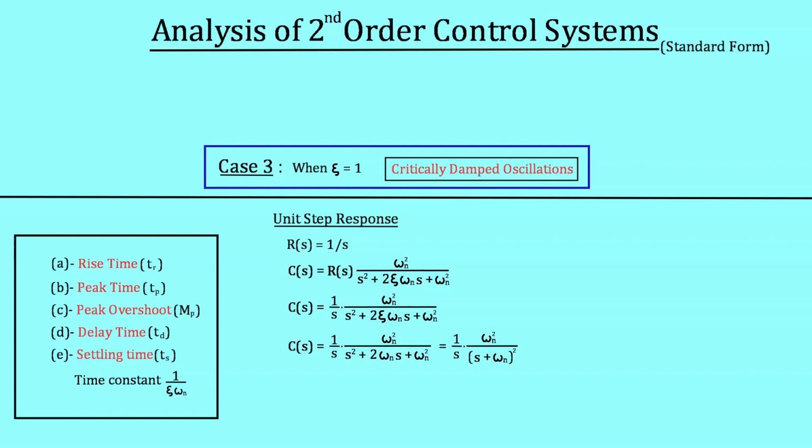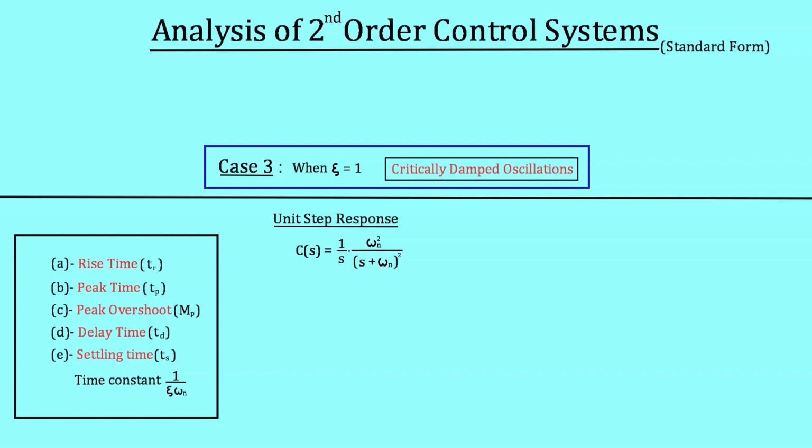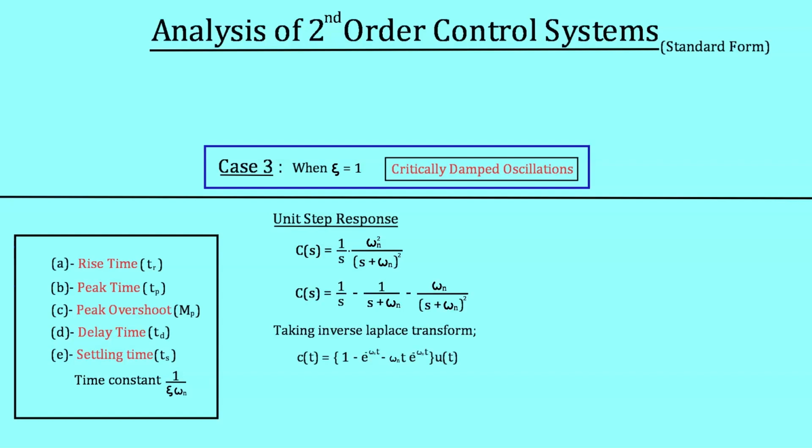After factorizing it with the partial fraction method and taking the inverse Laplace transform, we will get the output equation in time domain to be equal to 1 minus e raised to the exponential of minus natural frequency multiplied by time t, minus natural frequency multiplied by time t multiplied by e raised to the exponential of minus natural frequency multiplied by time t, the whole being multiplied by the unit step signal.